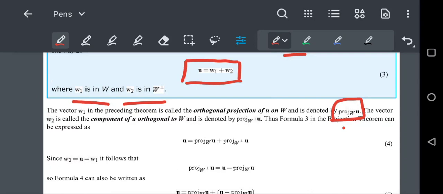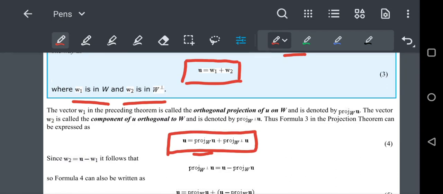Similarly, W2 is the complement of U orthogonal to W, and it is denoted by projection of U on W perp. W perp is the plane which is perpendicular to W, that is, orthogonal to W. So any vector U can be rewritten as U equals projection of U in W plus projection of U in W perp. If the projection of U in W is known, then we can easily calculate the projection of U in W perp, and similarly the other way around.